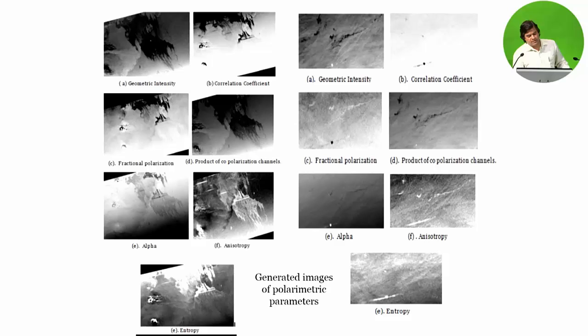Now the study also carried out the utilization of different polarimetric properties of the SAR dataset, and it was found that using the polarimetric properties, one will be able to clearly identify the oil spill. Now here you can see that geometric intensity, correlation coefficient, fractional polarization and several other properties were used to detect the oil spill, and most of them were able to distinguish the oil spill from the background water.